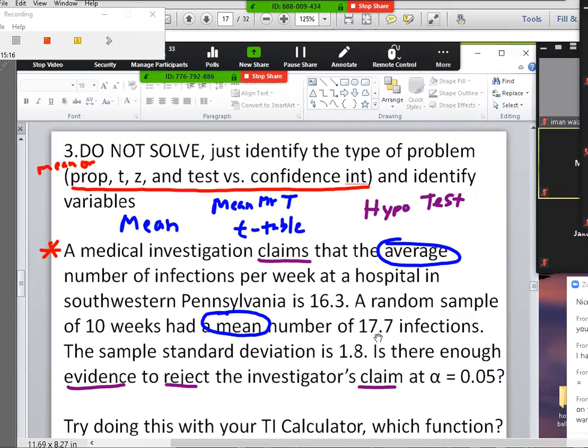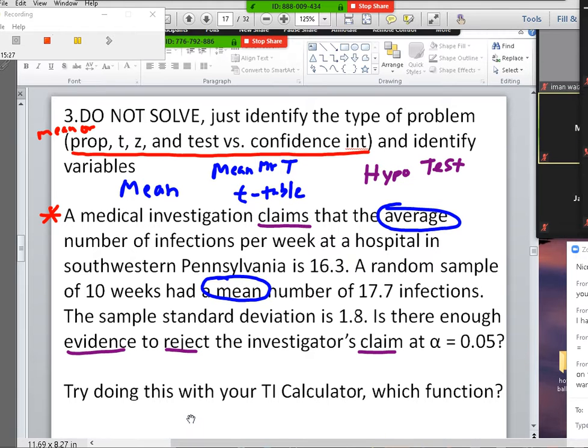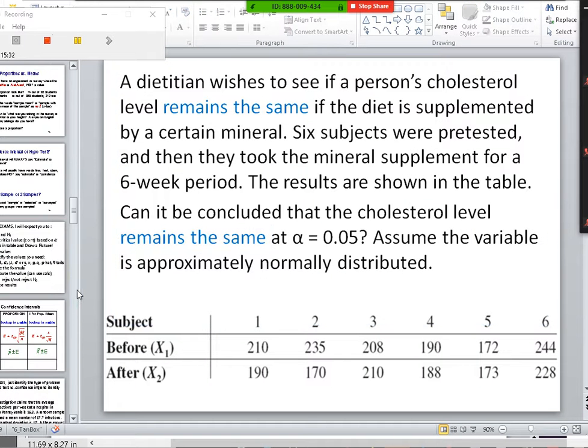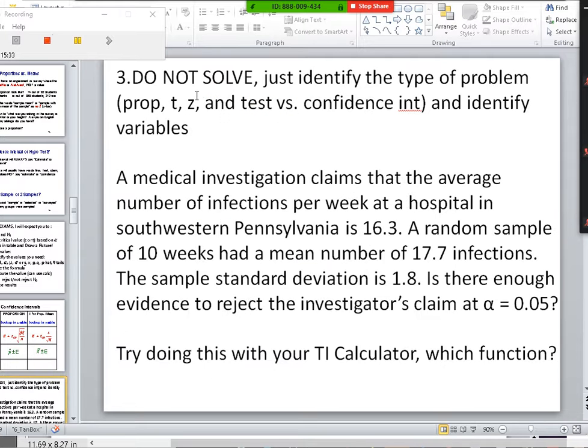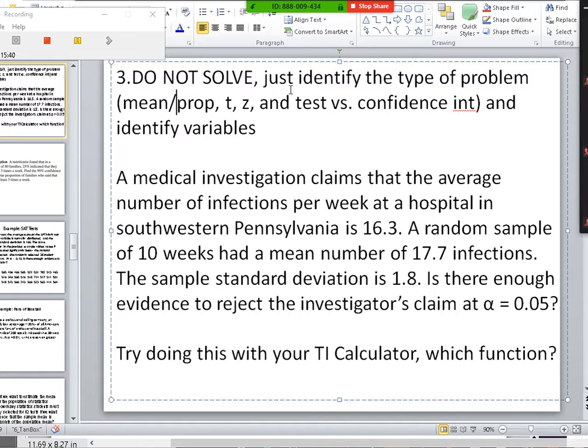So again, back to this important question of making sure that you can identify the question properly and you don't lose half your points on the exam by not being able to figure out what type of problem it is. So right now, I do not want you to solve these. I just want you to identify the type of problem: mean or proportion, T versus Z, or test versus confidence interval. Let me get someone to read this first one. Laurel, why don't you go and read starting from a medical investigation?